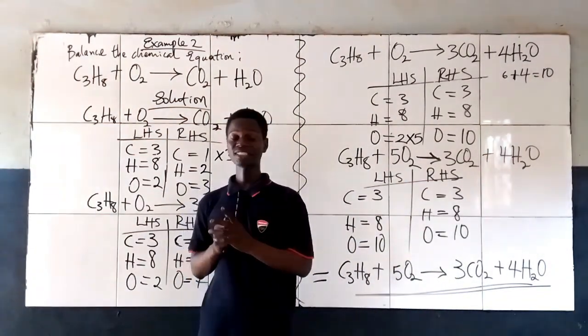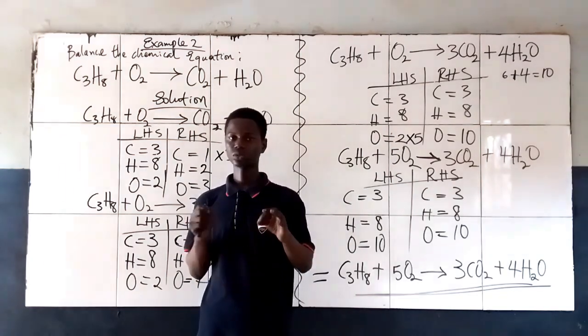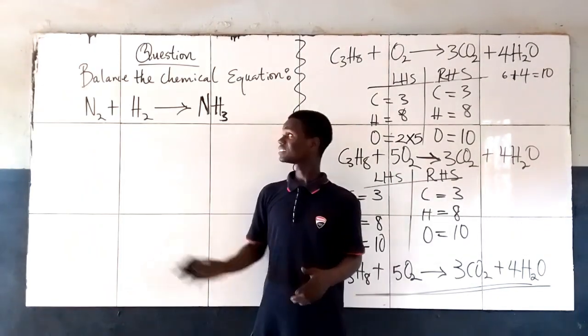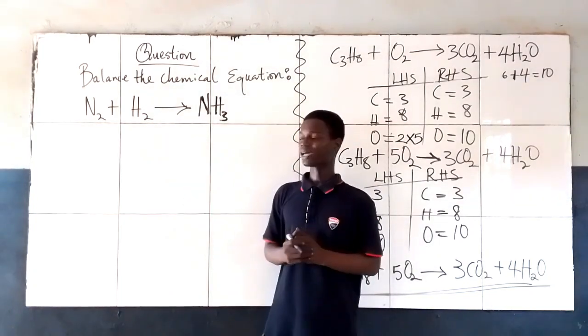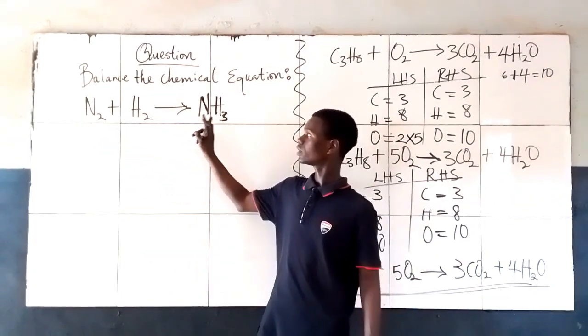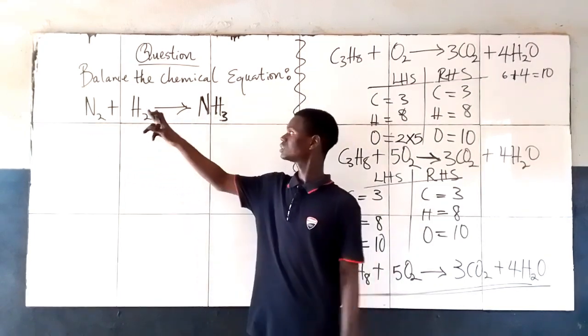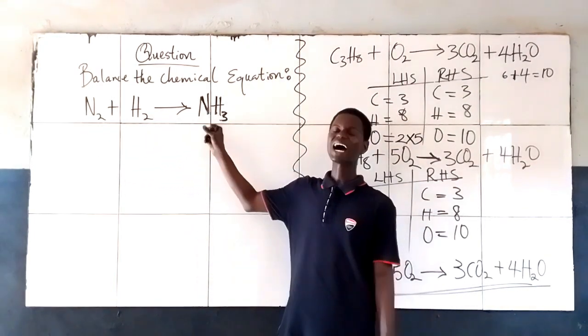So back now guys, I'll be dropping one question for you to try your answer on. Let's have the question now. Alright guys, here is the question you are asked to balance. This is N2 plus H2 giving rise to NH3. And this is nitrogen gas reacting with hydrogen gas to give ammonia gas.